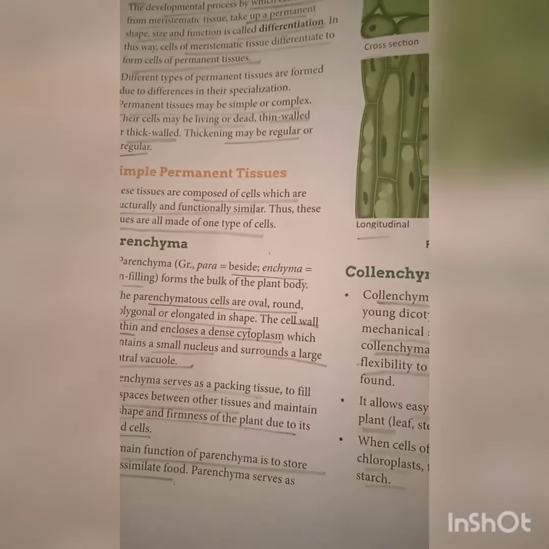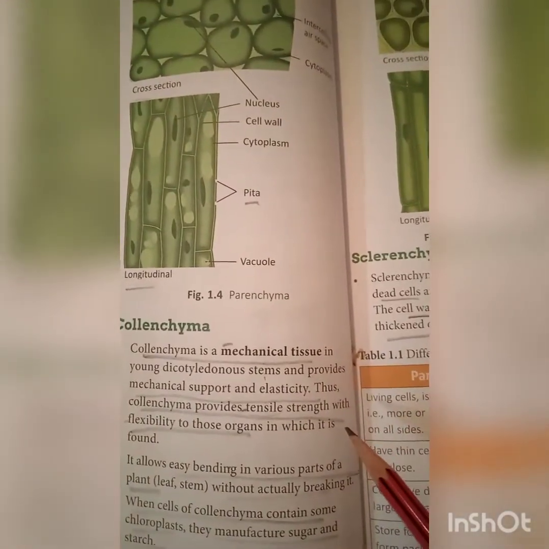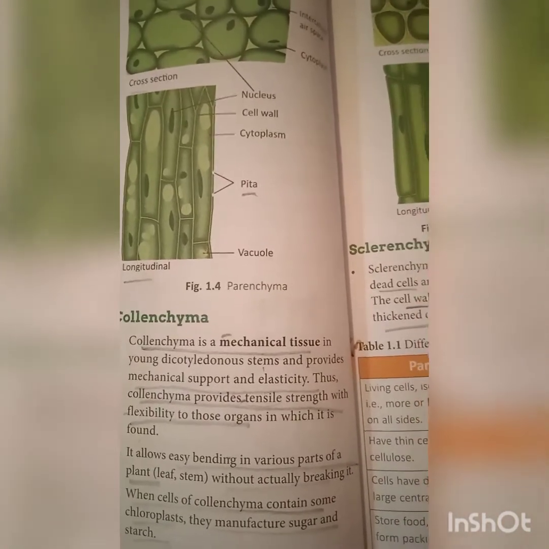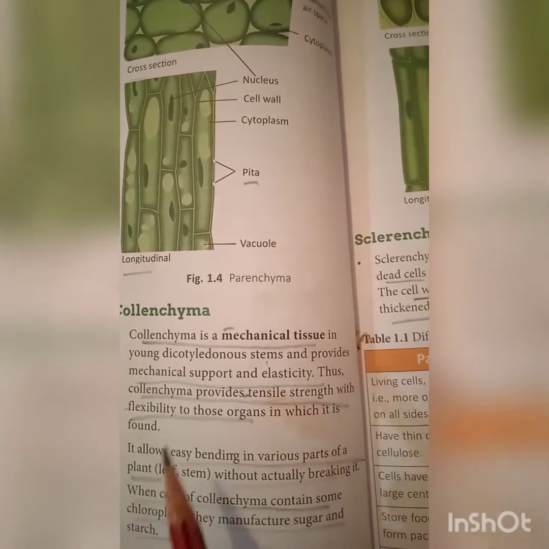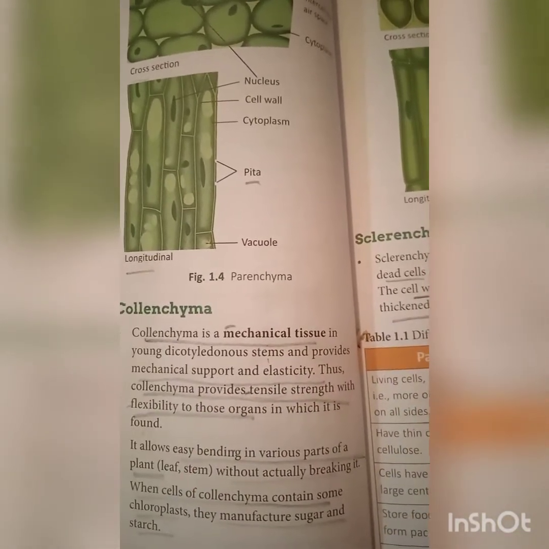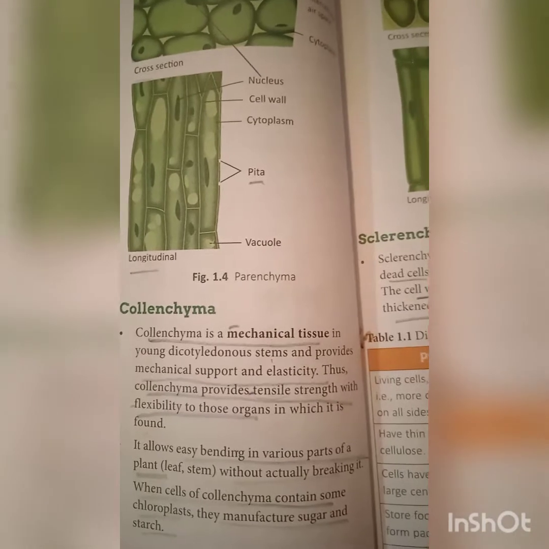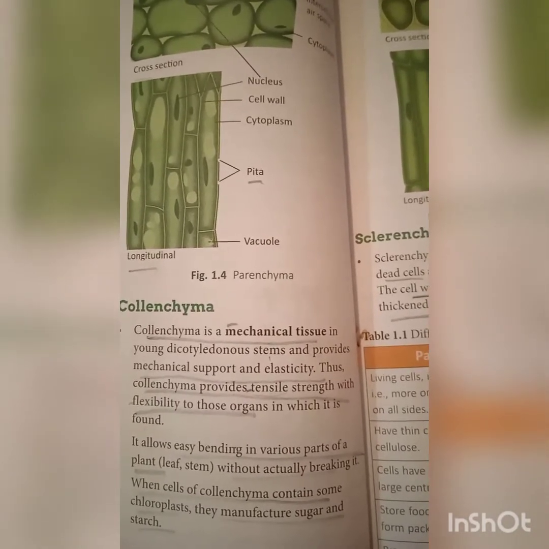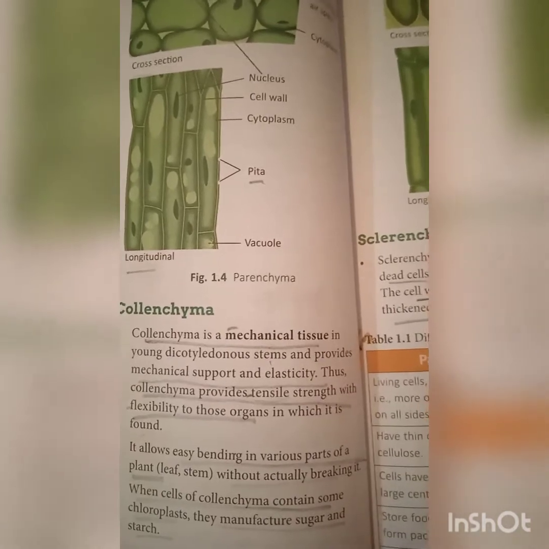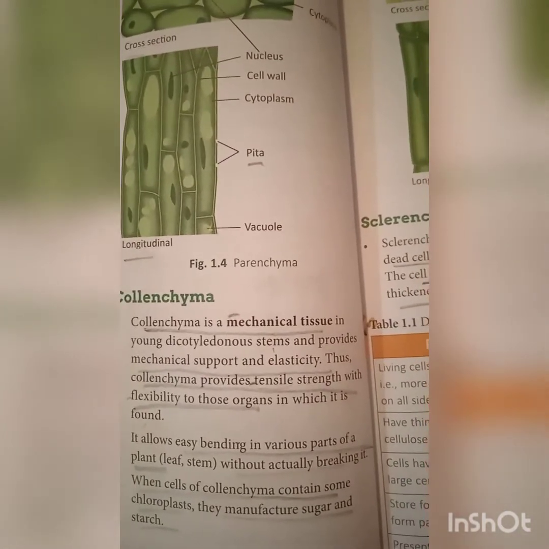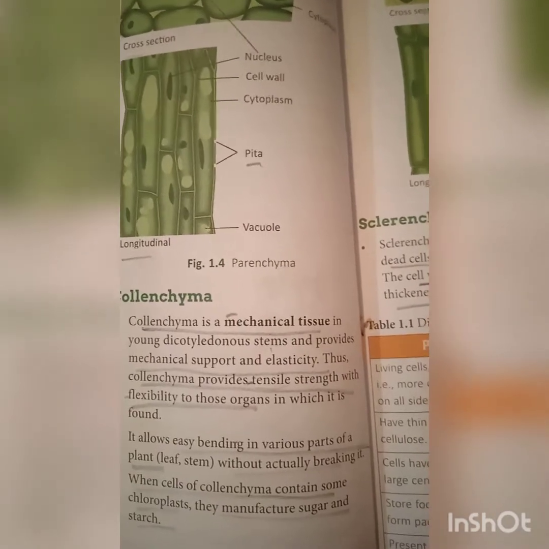Now collenchyma. These are the mechanical tissues. They are found in dicotyledonous stems, and their main function is to provide support and elasticity. It provides strength and support to the plant, and flexibility, so that the different parts of the plant can move easily.